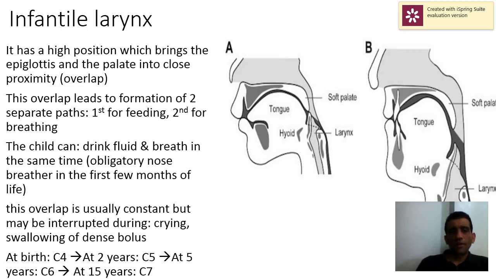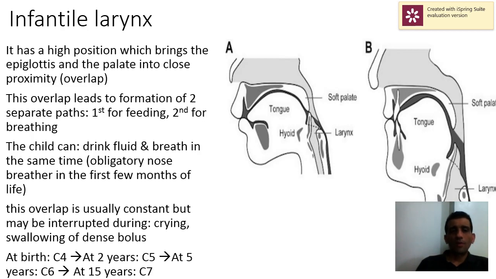The infantile larynx is high in position, which brings the epiglottis and the palate into close proximity. That is, when we are examining the oropharynx with the tongue depressor and depress the tongue base, we can see the superior part of the larynx, which is called the supraglottic area.